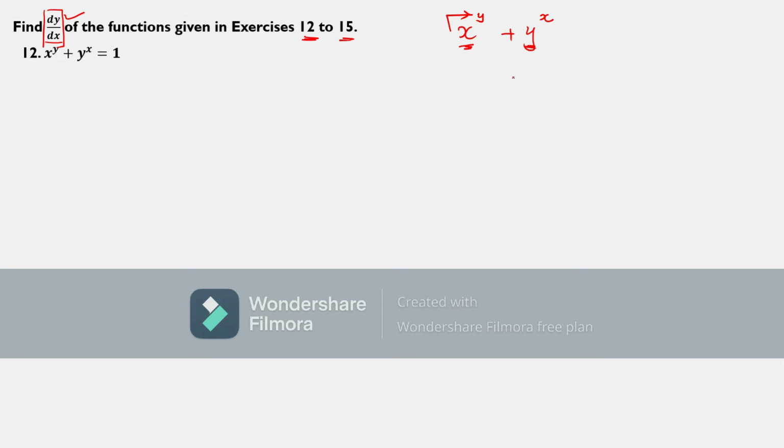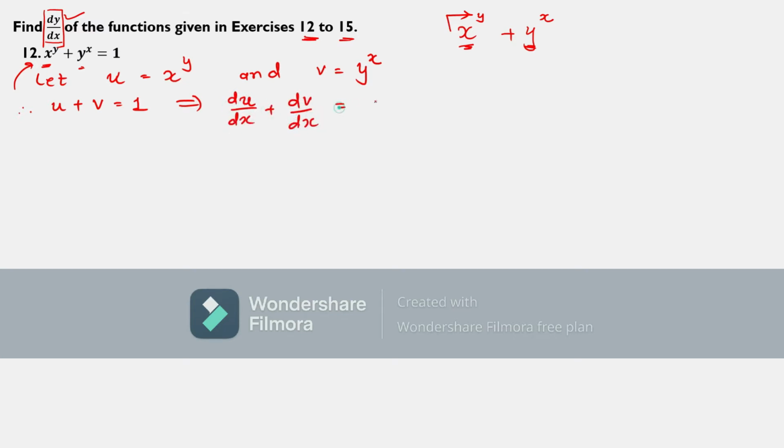But as we know, whenever we have a variable in the power, we have to solve using logarithm. Here we have two separate terms with variable powers, so both should be considered as u and v, as we have done in previous questions in a similar manner. Let me take u equal to x to the power y and v equal to y to the power x. If I substitute in the given question, I get u plus v is equal to 1. If I differentiate both with respect to x, then I get du by dx plus dv by dx is equal to d1 by dx.